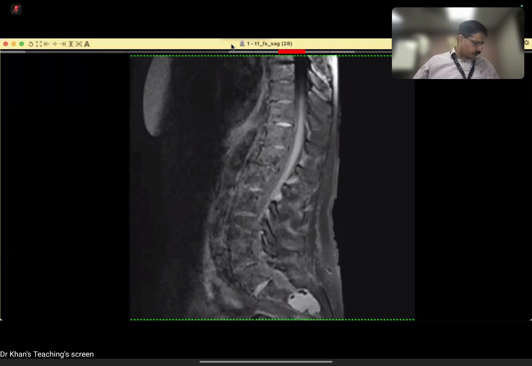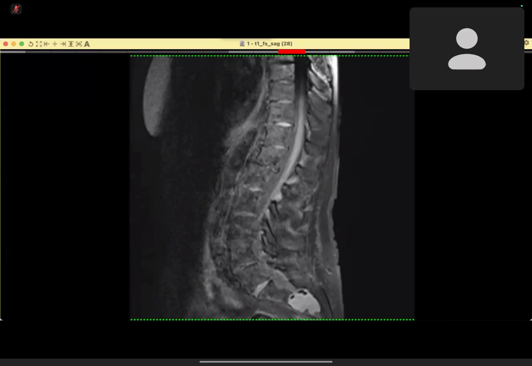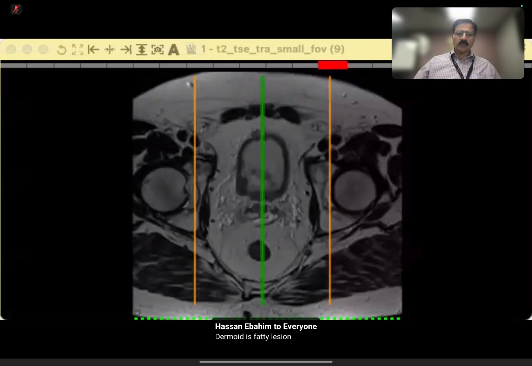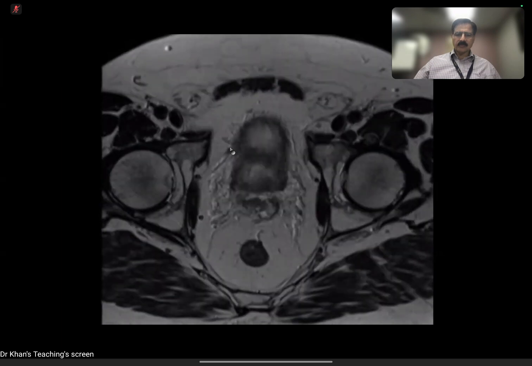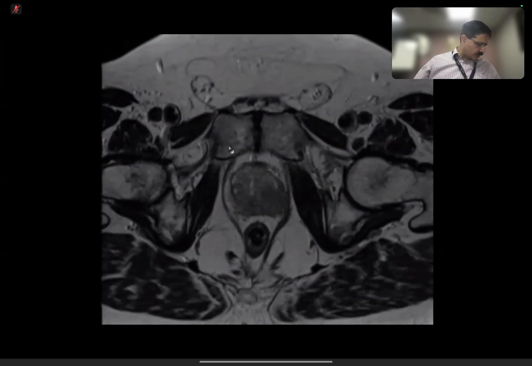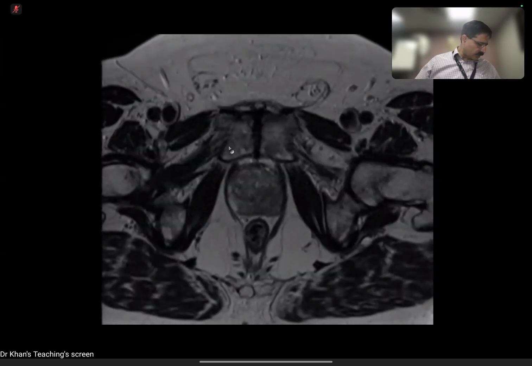Okay, so candidate, this is candidate 3. This was your first case? Yes, sir. Okay, now this is your second case. This is a 76-year-old male, increased PSA, nocturia.